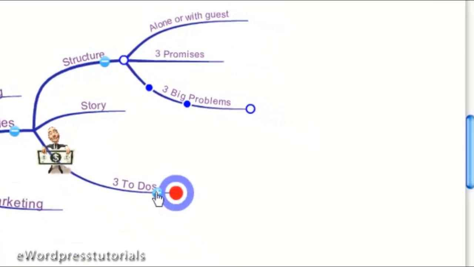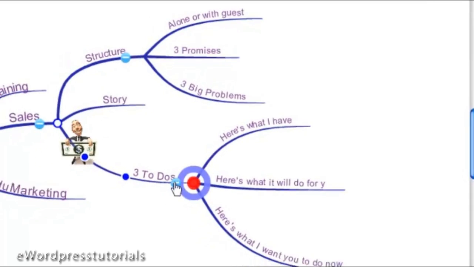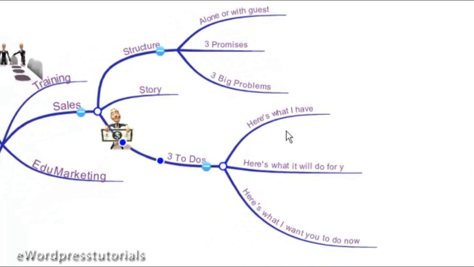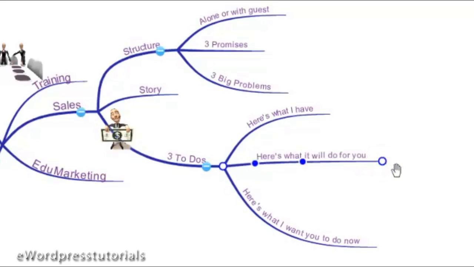And then, three to-dos. You tell people what you want. Say, here's what I have. Here's the product. Here's what it will do for you. And here's what I want you to do now. Send them to the page. Send them to the button where they can buy it. Send them to the link where they can get more information. So, those are the three most important elements in getting to a close. Here's what I have. Here's what it'll do for you. And here's what I want you to do now. And again, that's the essence of a sales webinar.